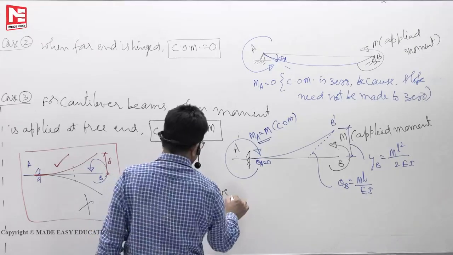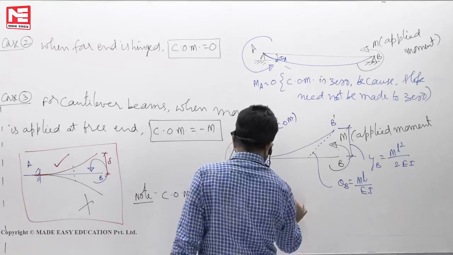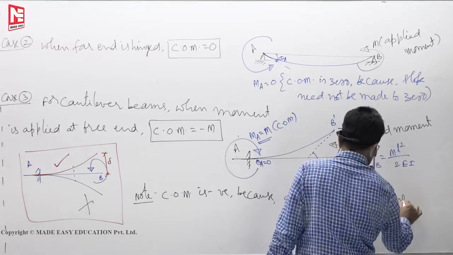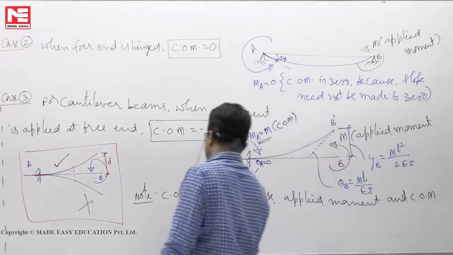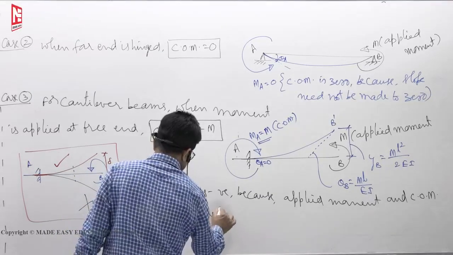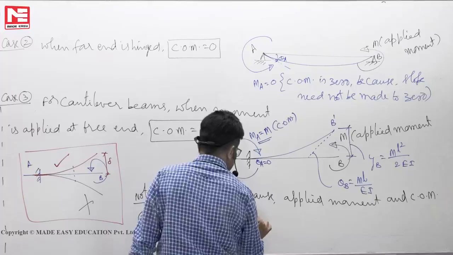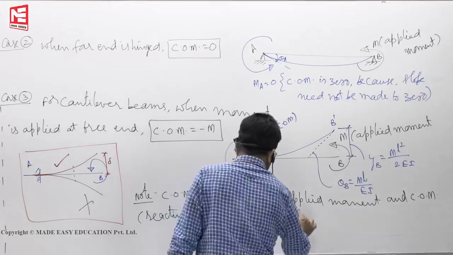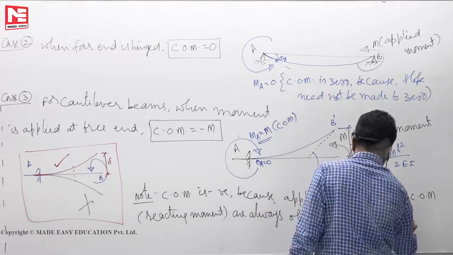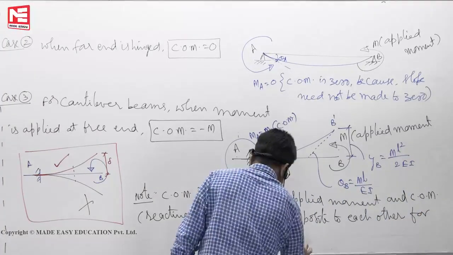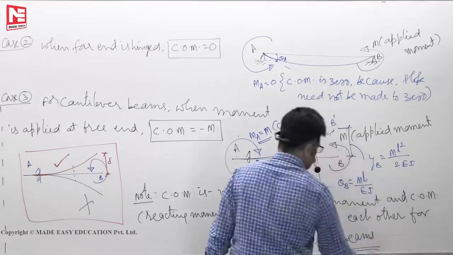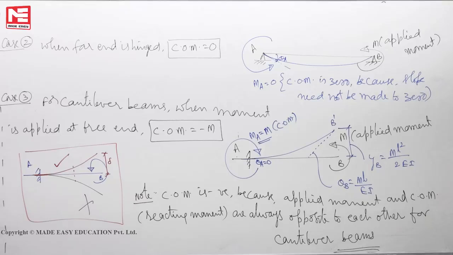COM is negative because applied moment and carry over moment are always opposite to each other for cantilever beams. Carry over moment means reaction. Okay. So this is your third case.